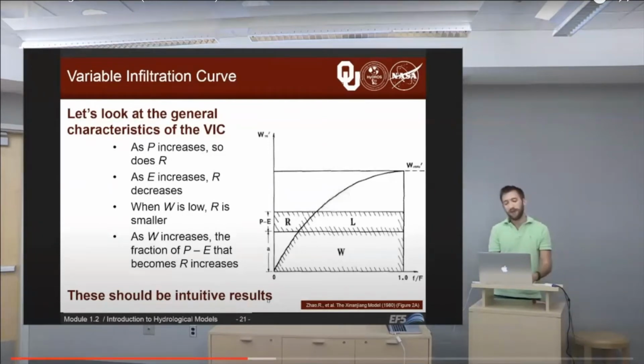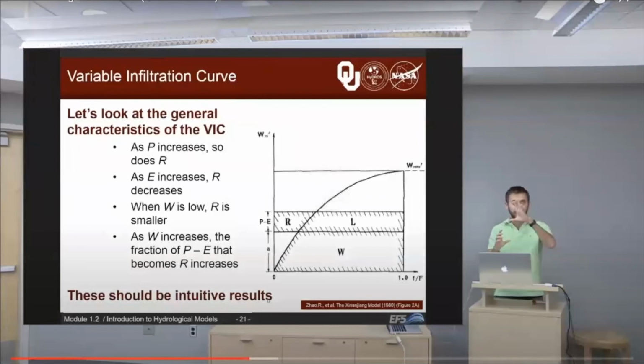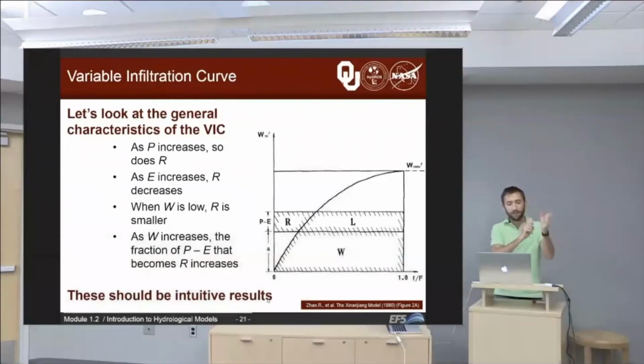Whenever W increases, the fraction of P minus E that becomes R, so basically just R, increases as well. So the wetter the soil is, initially, the more runoff I have. When W is small, I have much less runoff because I have more capacity based on the curve for there to be loss, for there to be infiltration.